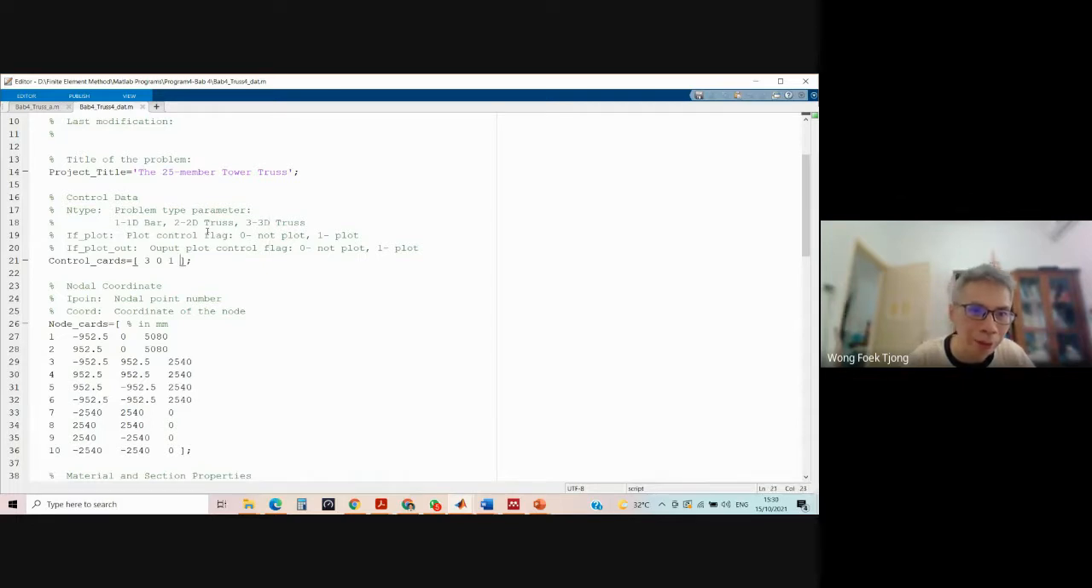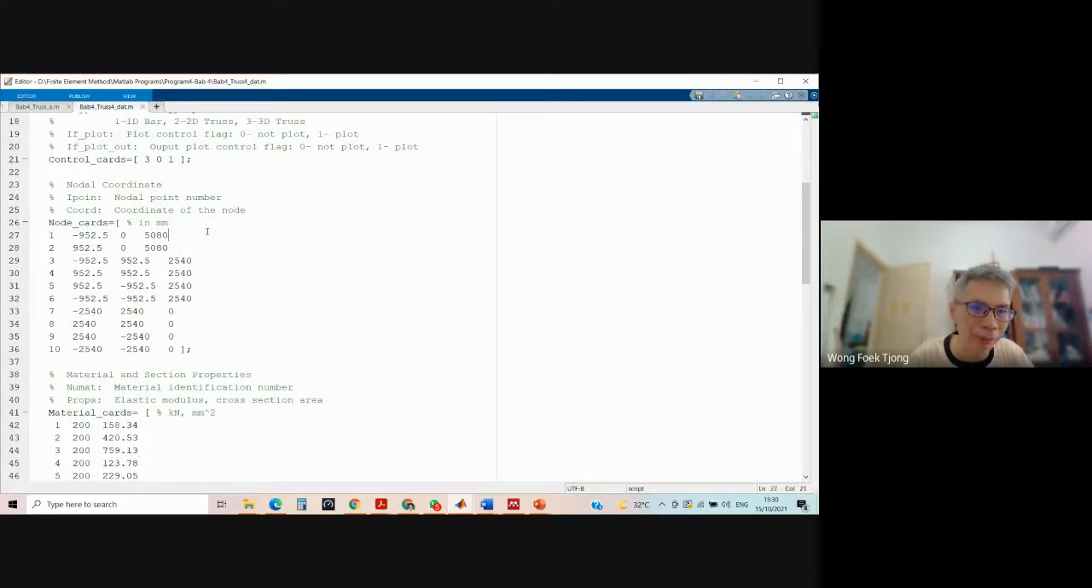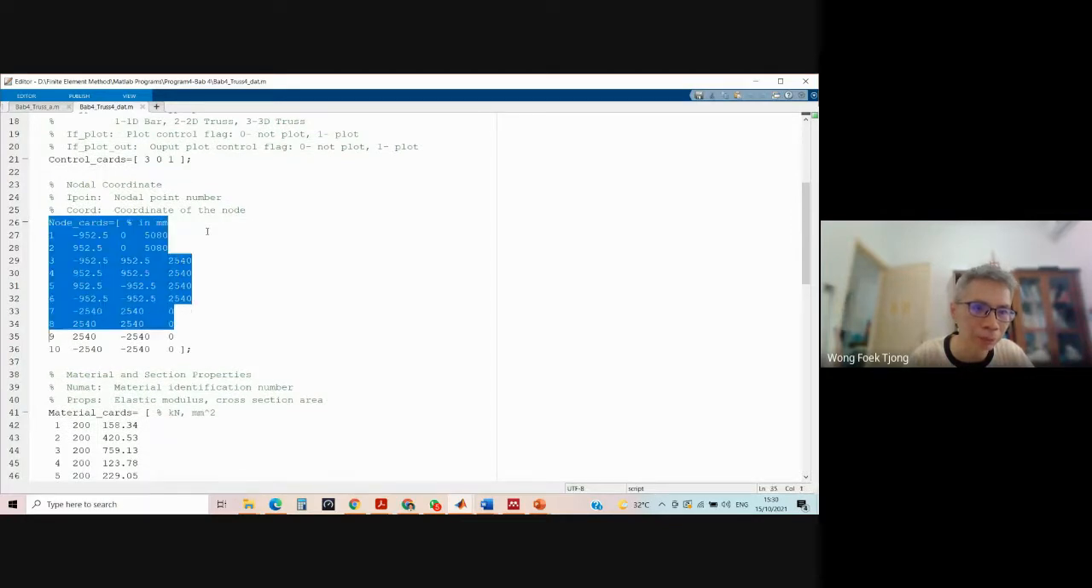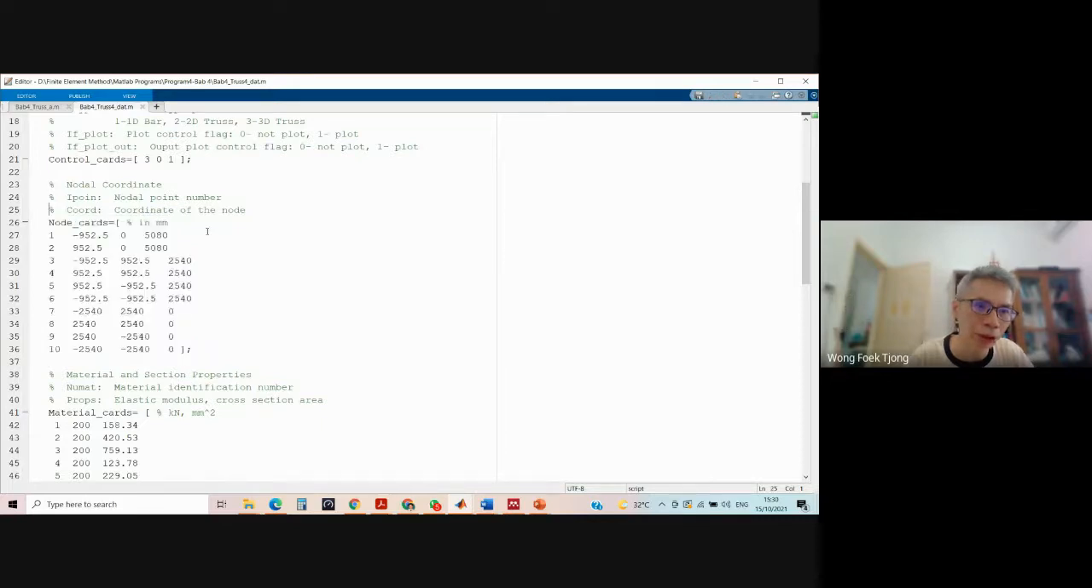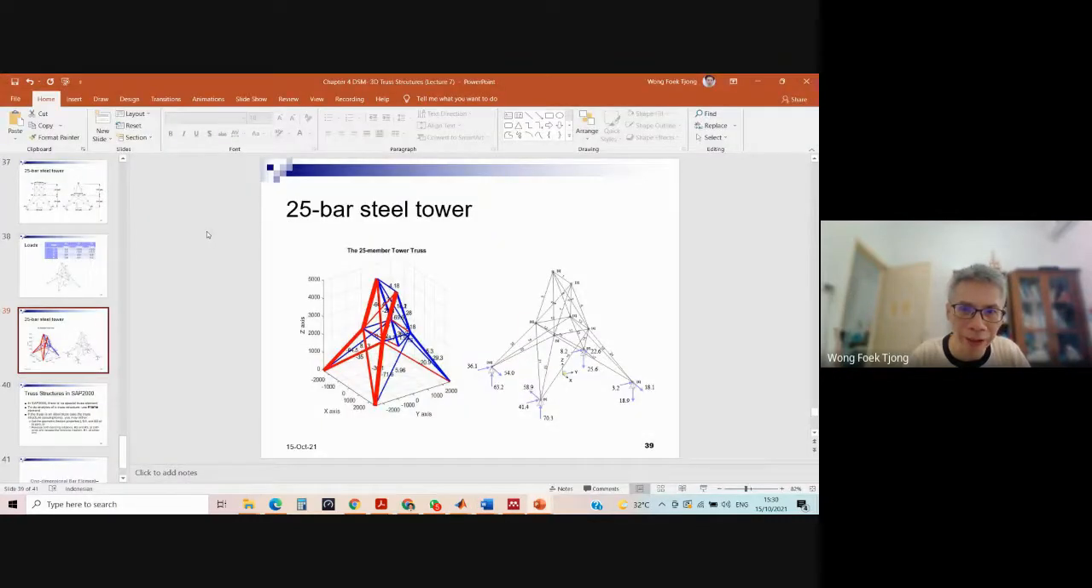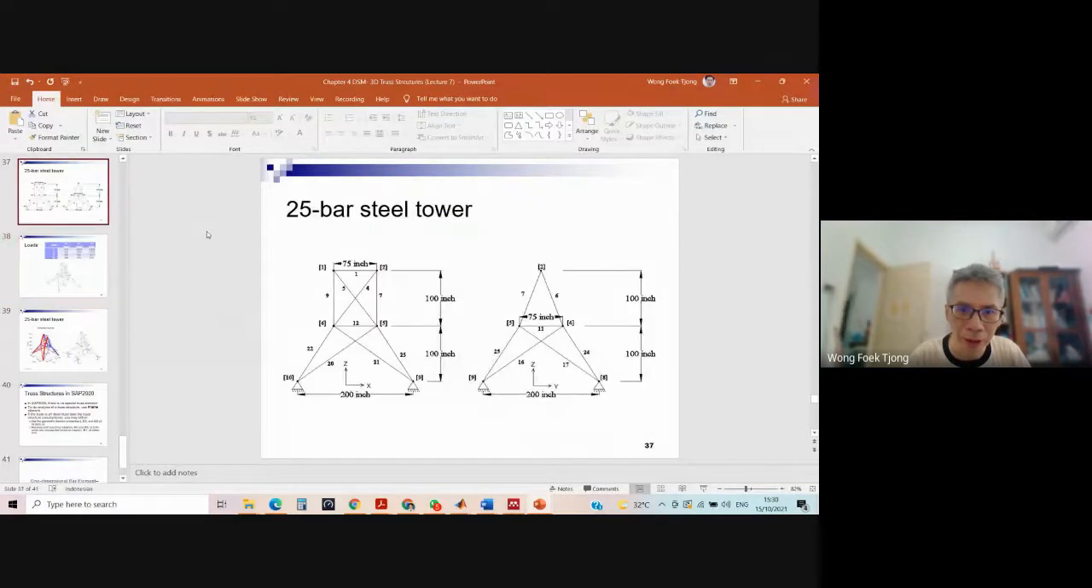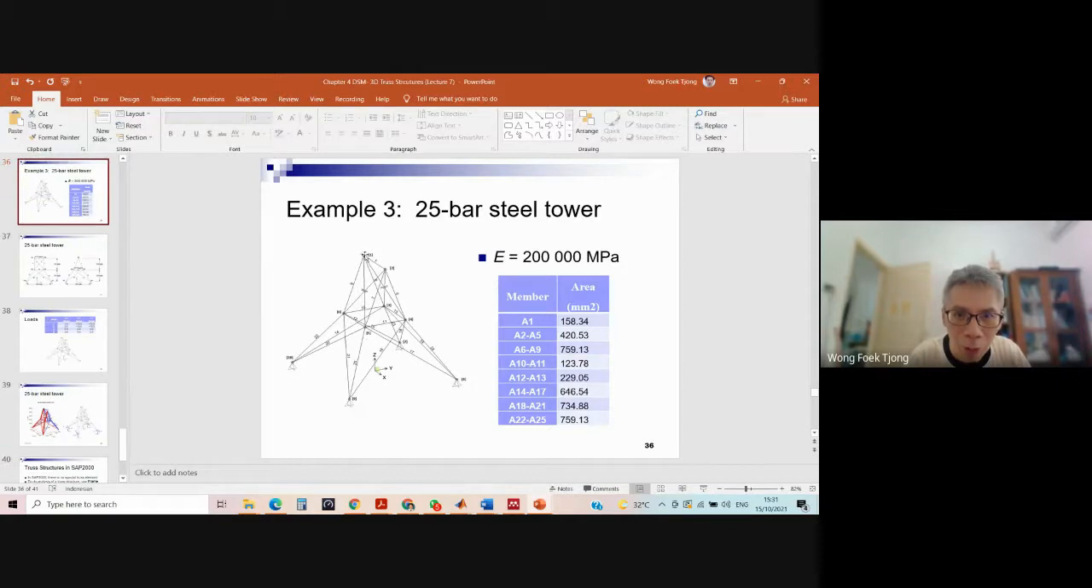And then this is the 3D truss problem. I don't want to plot before, this is just for checking. Plot is unimportant. I think the important thing is this one, the coordinate data. There are 10 nodes, as you can see from the slides. 1, 2, 3, 4, 5, 6, 7, 8, 9, 10. Only 10 nodes, not so many, right?